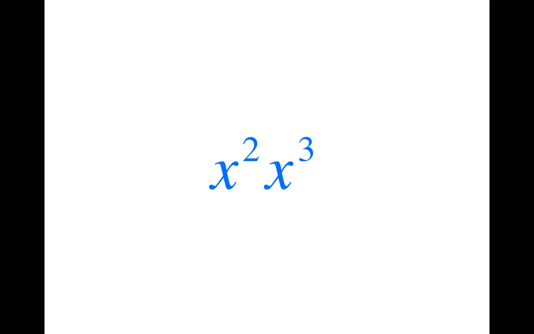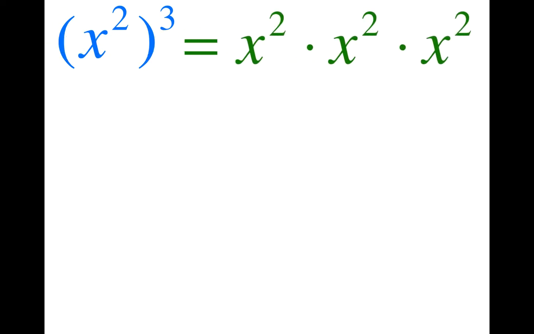If you have x squared times x cubed, we know what to do with that. But what if you have x squared and you're cubing that? What if you're cubing x squared? Like x squared to the third power. That's what we mean by powers of powers. What do we do with the 2 and the 3 in this situation?